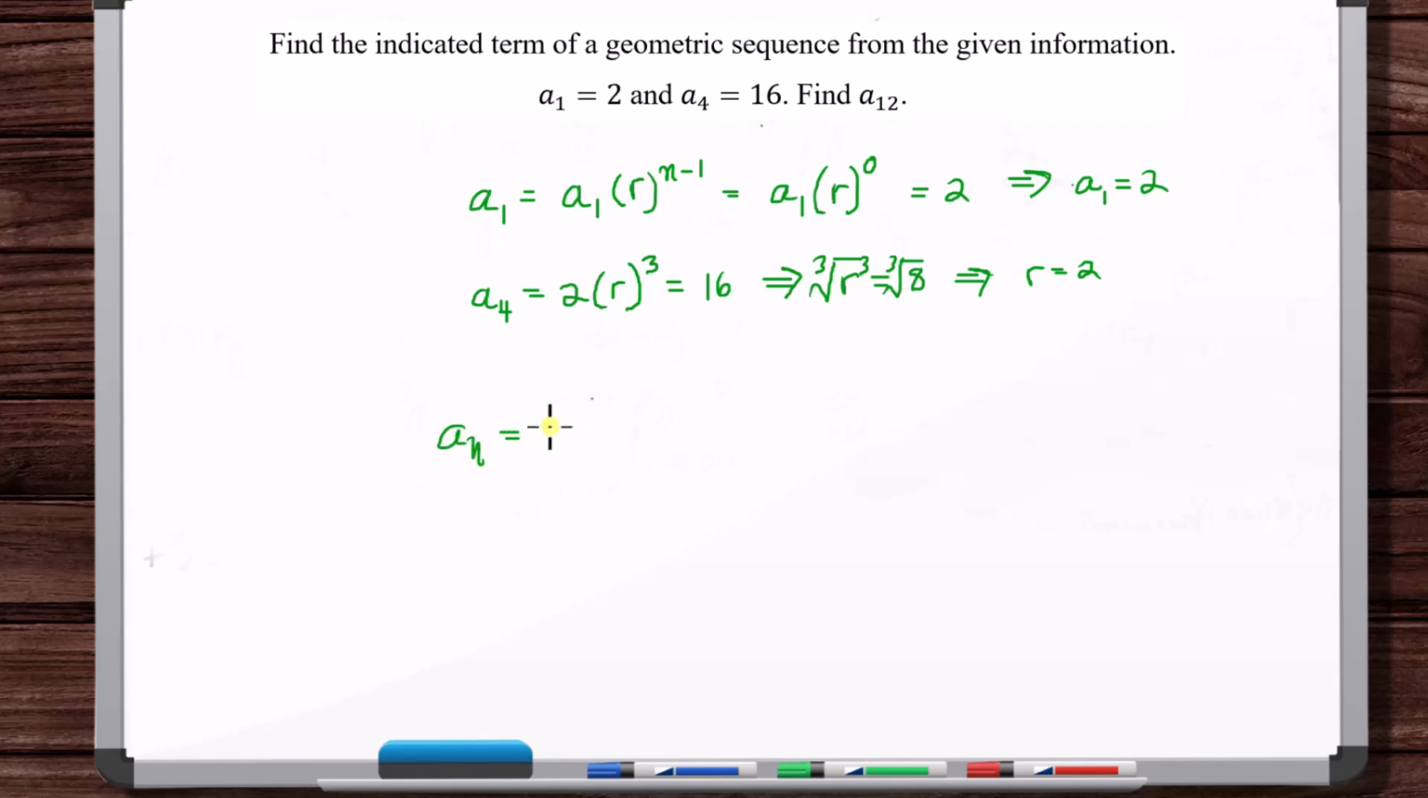We've got a sub n is equal to a sub 1 times 2 to the n minus 1, but you can combine this: 2 to the 1 times 2 to the n minus 1. So a sub n is equal to 2 to the n, right? Because 2 to the first power times 2 to the n minus 1 power, you just add those exponents. 1 plus n minus 1 is n. So a sub 12, just plug in n is equal to 12: 2 to the 12.